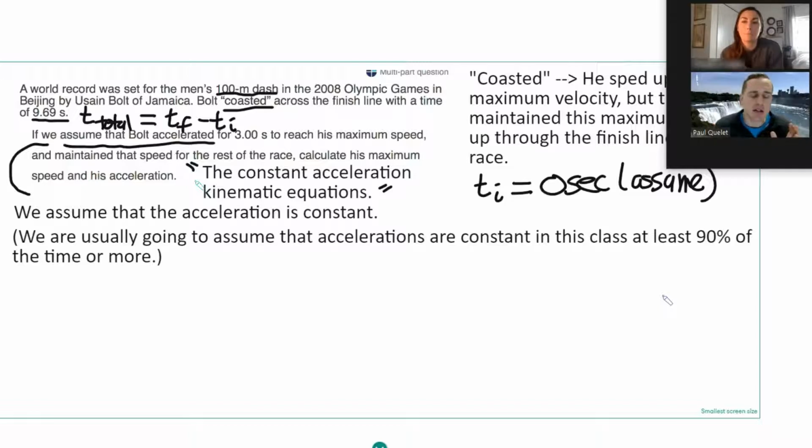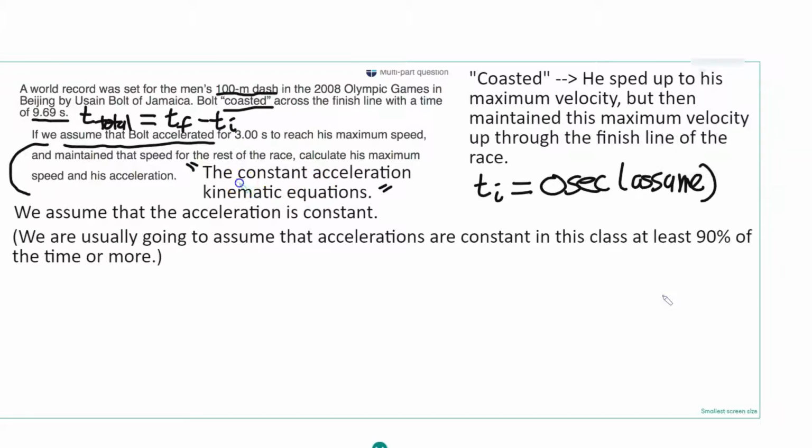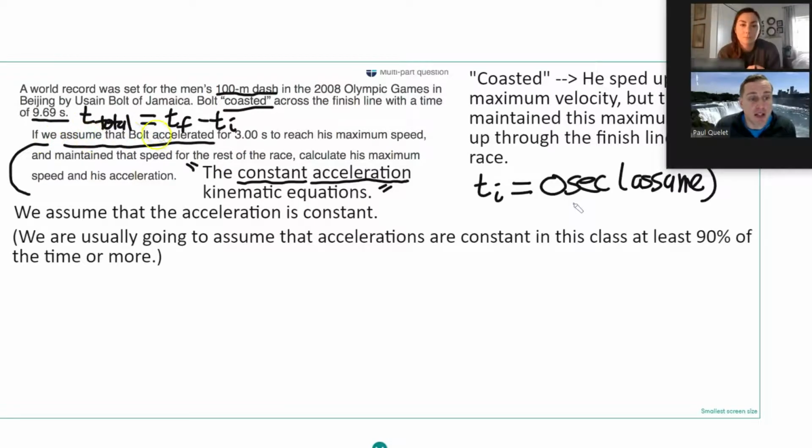And they're equations that basically can be derived as long as you assume constant acceleration. You had to assume that. So it says if we assume Bolt accelerated for 3.00 seconds, let's just assume that acceleration is constant. Now, by the way, how many time periods are there going to be in his race?